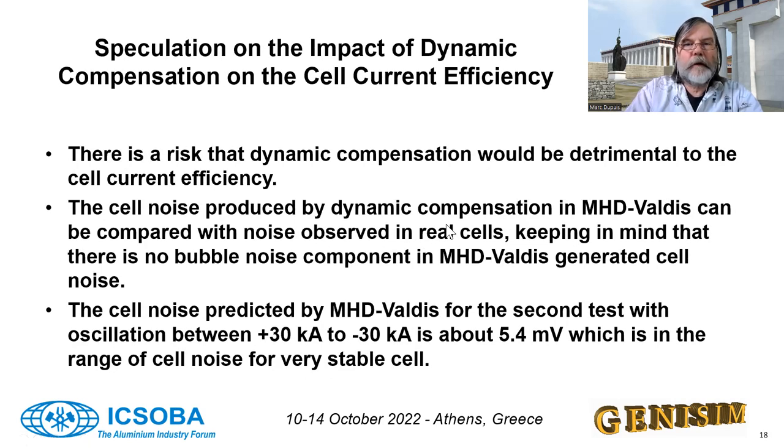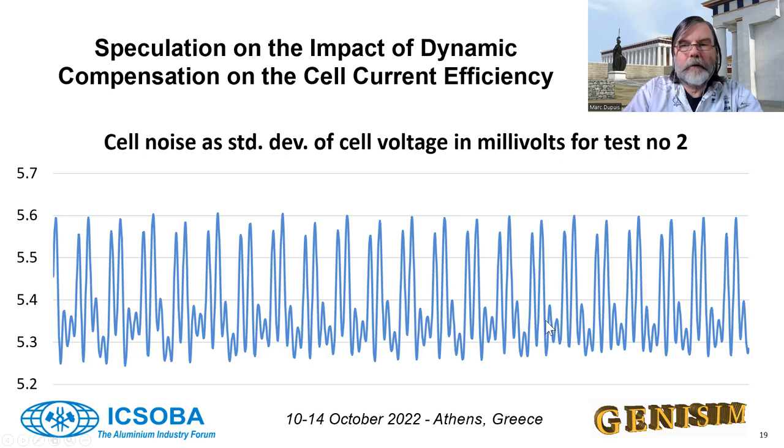Okay, the next thing is, well, yes, but what about driving this wave in the cell, and the impact of this wave on the current efficiency? So here I've done some preliminary calculation. I've studied the noise generated by the second test. The second test was a plus 30 to minus 30 kiloamps. By analyzing the voltage signal, I got 5 millivolt noise. This is the noise I have calculated. On average, it is about 5 millivolt.